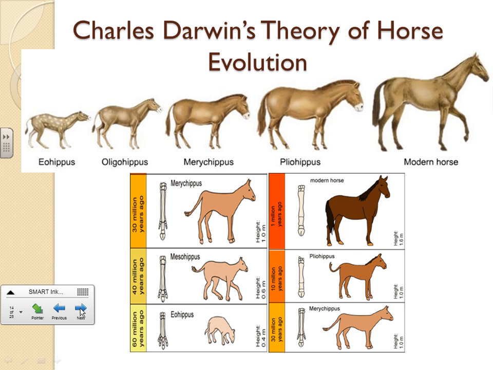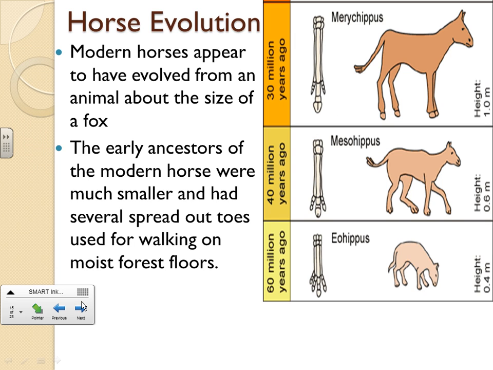The modern horse appears to have evolved from an animal about the size of a fox, so that's where the horse started from. The early ancestors of the modern horse were much smaller and had several spread out toes that they used for walking on moist forest floors. So it lived in the forest, so it was really small, could weave around trees really easily, but slowly over time the environment was changing.